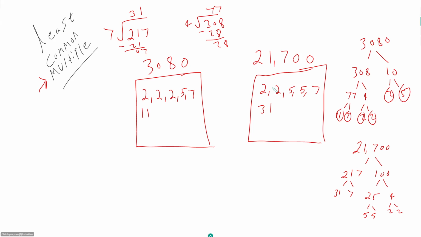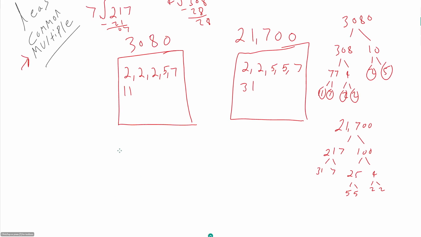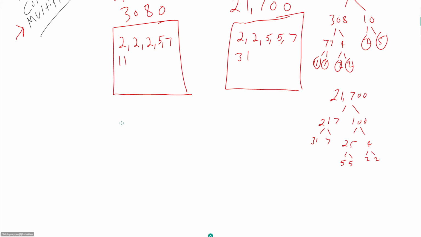So these are called prime boxes. They are just boxes that contain all the prime factors for a number. These are prime boxes for 3080 and 21700. So how can we use these to get our least common multiple? So what we want is to find the least common multiple of these two numbers.